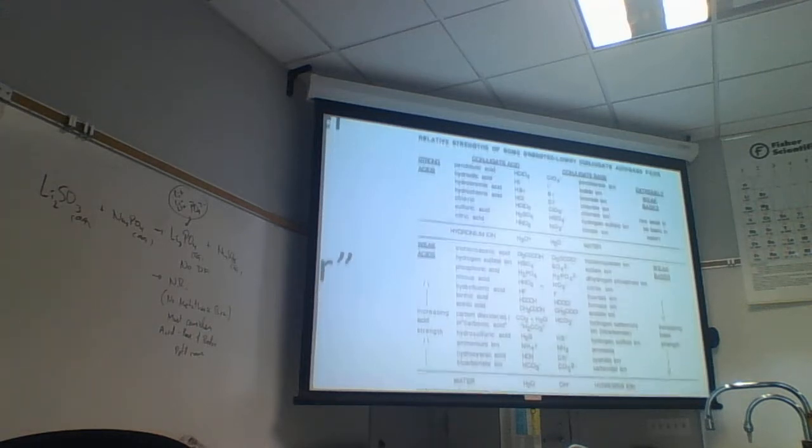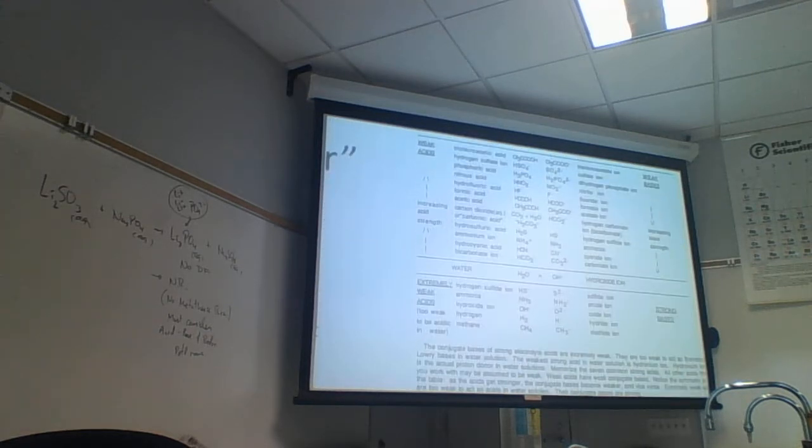Do you see water present on the acid side? Yes, there it is. So water is an acid. And so we label this A for acid here.